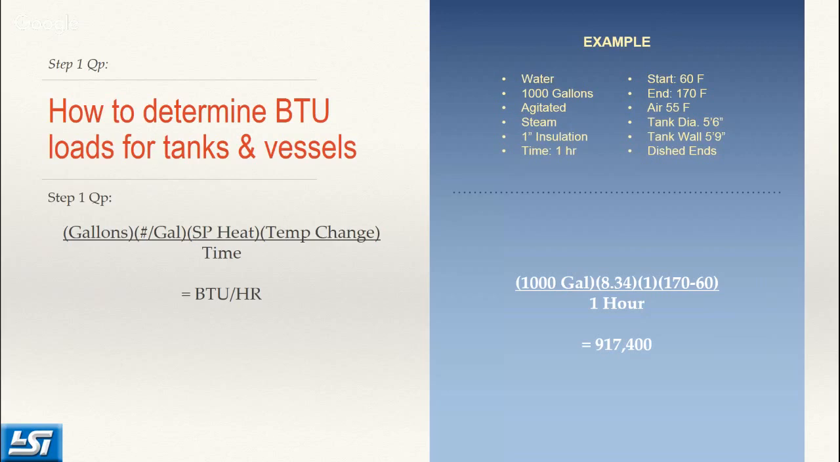So it's really just a plug and play with the formula. We simply put our gallons in at 1,000. Our weight of water is 8.34. Our specific heat is 1. Our change in temperature inside of the tank is 170 minus 60. Divide that over an hour, and you get 917,400 BTUs per hour required inside for the energy used.